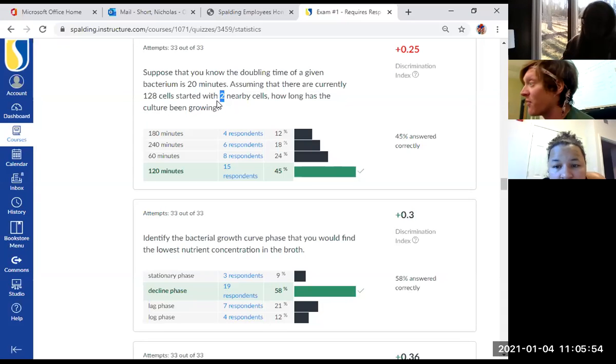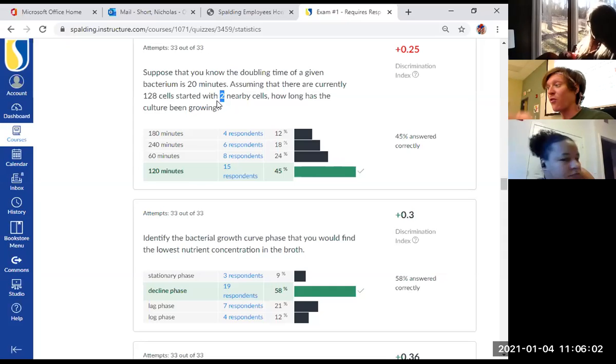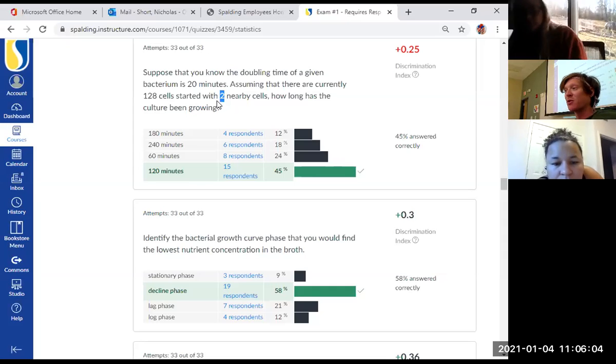So 2 cells divide and they turn into 4 cells. Does that make sense? Each cell is going to divide, so 2 turns to 4. That's 1 replication cycle, 20 minutes.